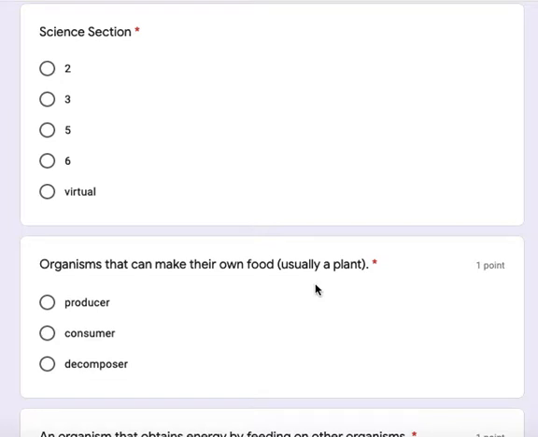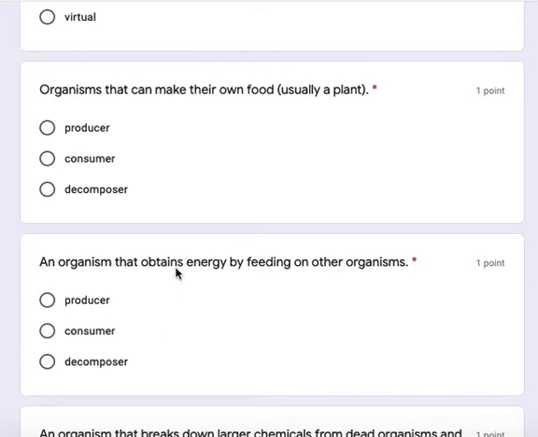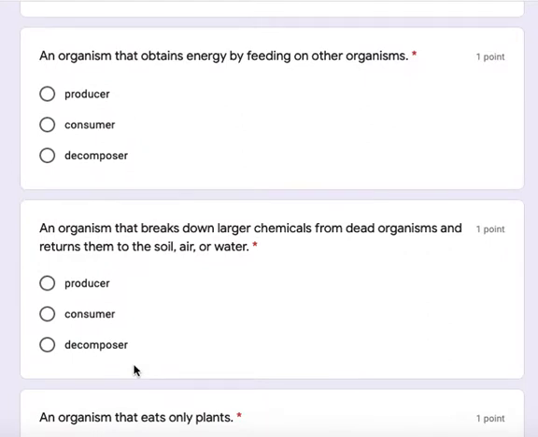An organism that can make their own food, usually a plant. Is it producer, consumer, decomposer? An organism that obtains energy by feeding on other organisms. Is it a producer, consumer, decomposer? An organism that breaks down larger chemicals from dead organisms and returns them to the soil, air, or water. Is it a producer, consumer, or decomposer?